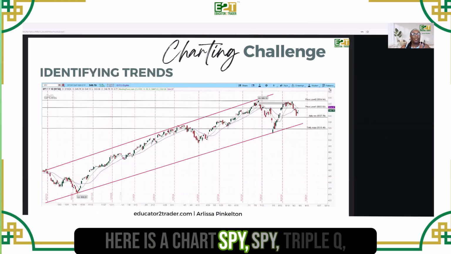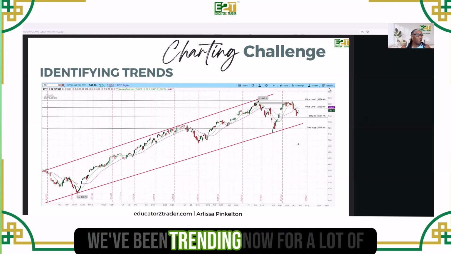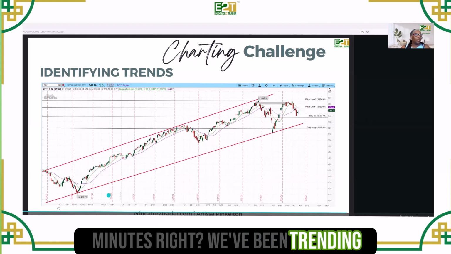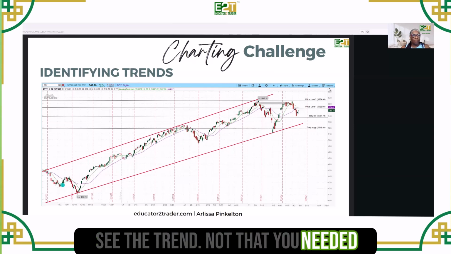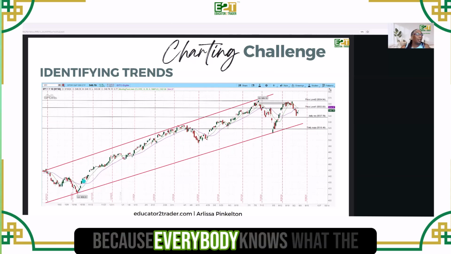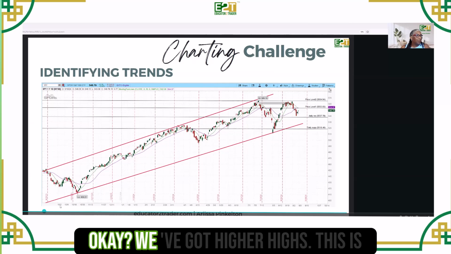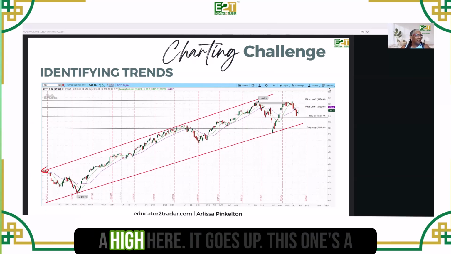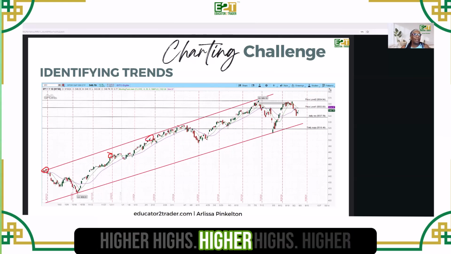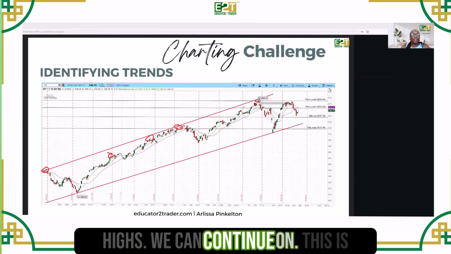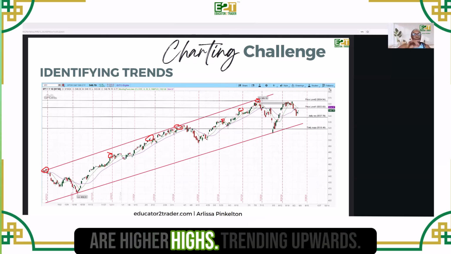Here is a chart, SPY, QQQ, a perfect example of trending stocks. We've been trending now for a lot of minutes, right? I could really have gone back further, but I figured you all could see the trend. Not that you needed me to even tell you the trend, because everybody knows what the trend is. We've got higher highs. This is a high here. It goes up. This one's a higher high. Then it continues, higher highs, higher highs. This is actually a higher high. All those are higher, higher, higher, trending upwards.